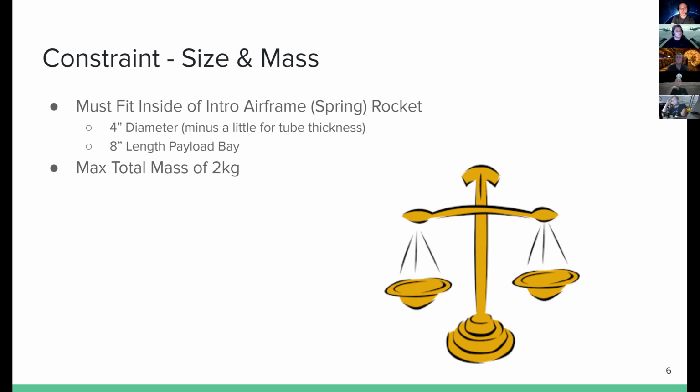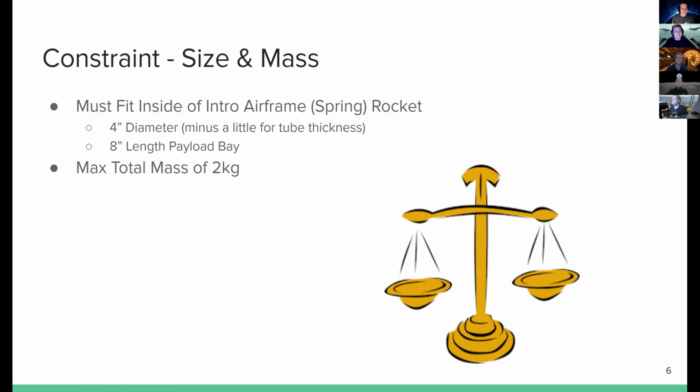We'll get you that information soon. We'll have to measure it. It's slightly different based on which vendor we use. And then it's going to be an 8-inch length. So a slightly smaller than 4-inch diameter by 8-inch length cylinder is the space you're going to be working with. Yes, the classic engineering situation where you have metric and imperial constraints.